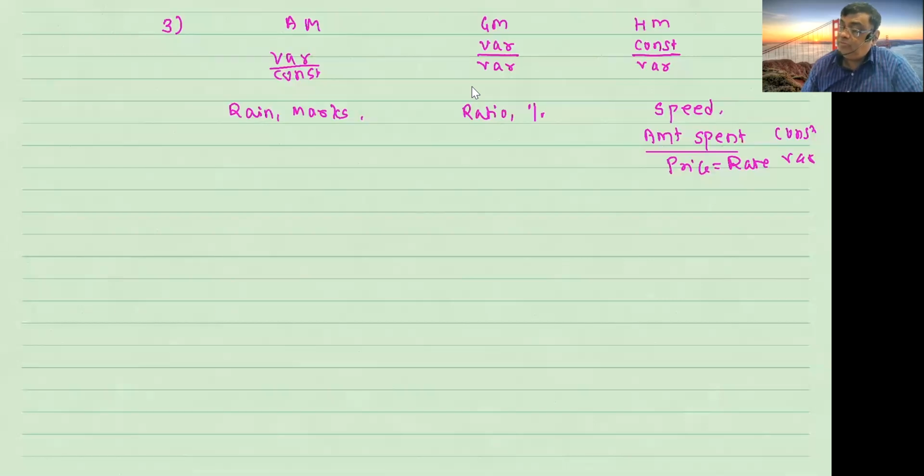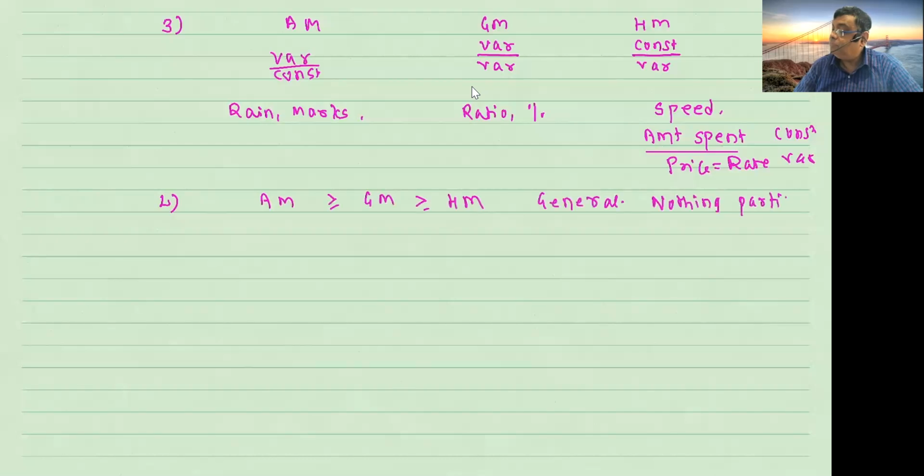So when do we use what? That was the question. Now remember, as a fourth note, arithmetic mean is greater than or equal to geometric mean is greater than or equal to harmonic mean. This is in general, and in general means nothing specific is given. But arithmetic mean is equal to geometric mean is equal to harmonic mean if the observations are equal.